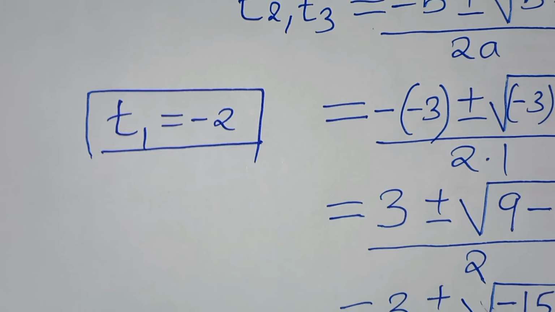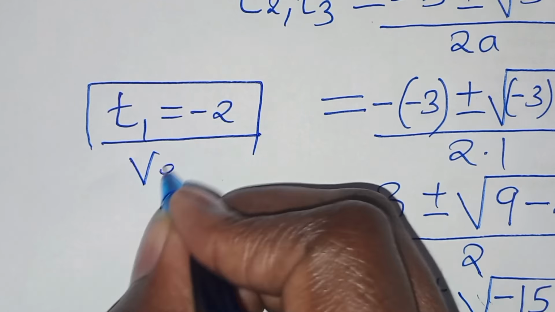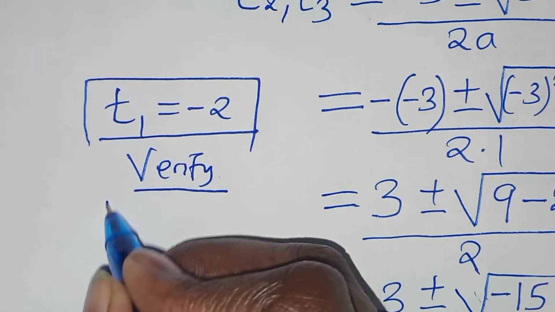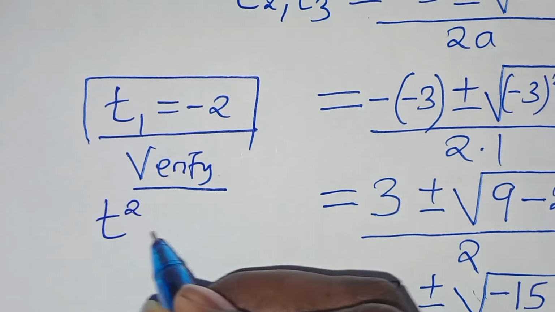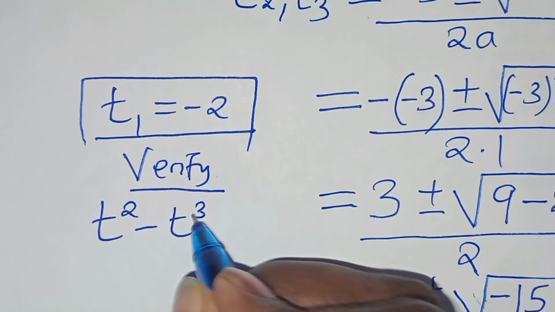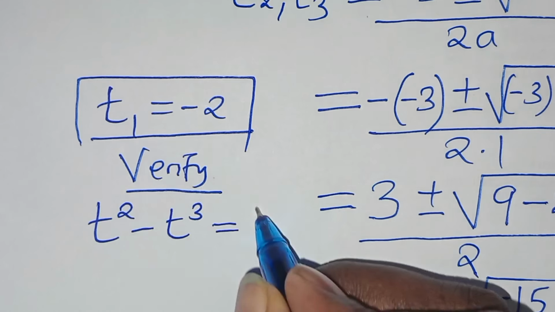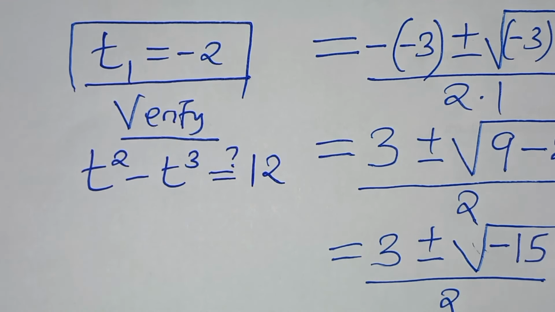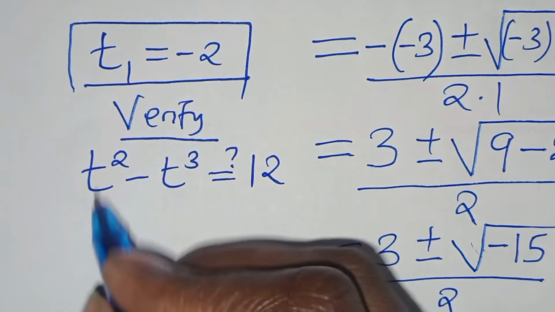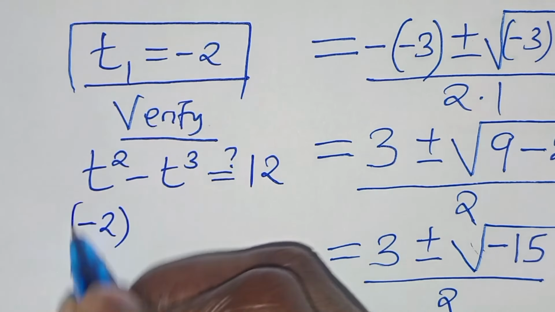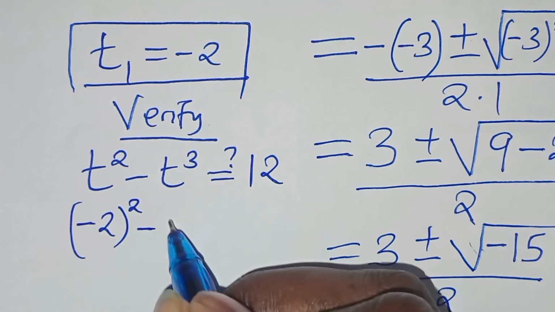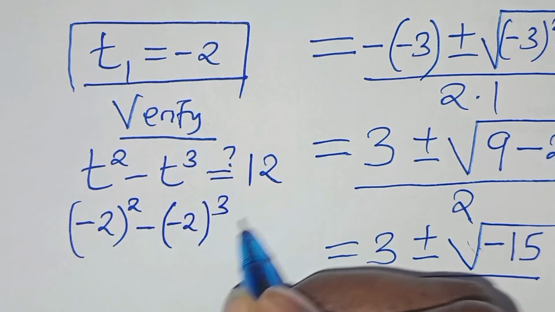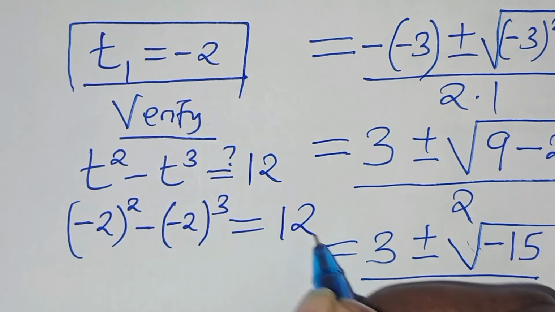So the next step from here is to verify. So let's verify from here. So we have that t to the power of 2 minus t to the power of 3. This is supposed to give us a value of 12. Let's substitute t, which is minus 2. So we have minus 2 raised to the power of 2 minus minus 2 raised to the power of 3. This should give us a value of 12.